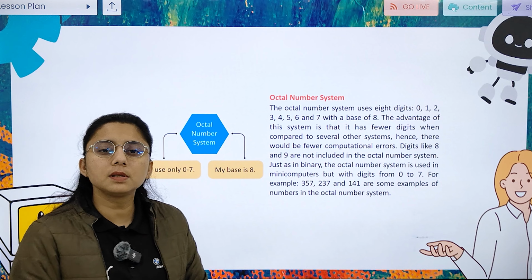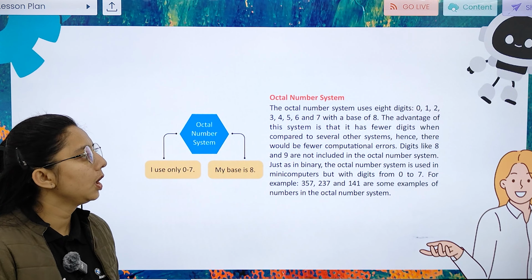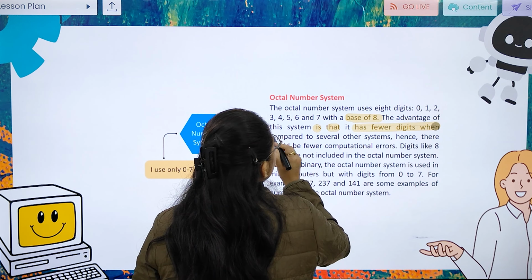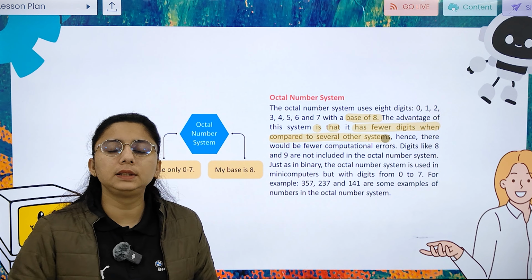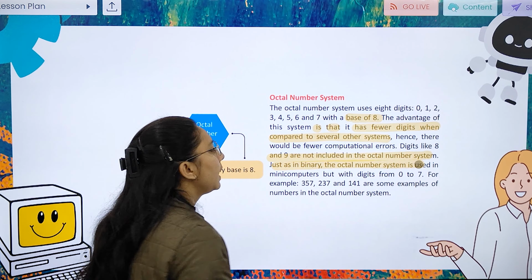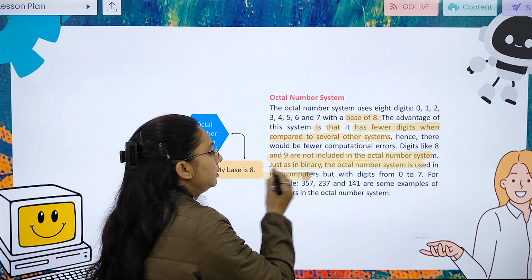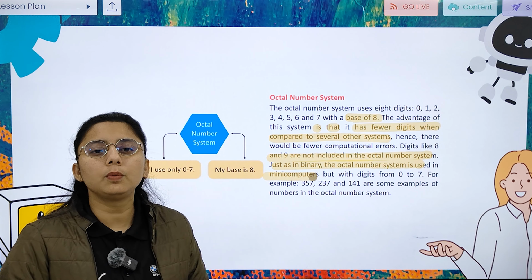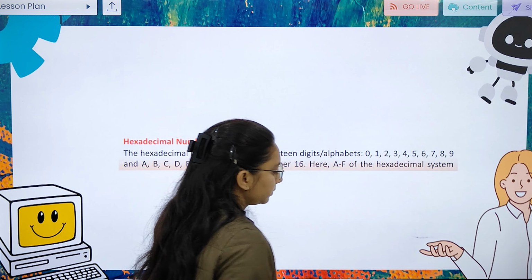Next comes our octal number system. Its base is 8 and we use the numbers 0 to 7. The advantage is that it has fewer digits when compared to the decimal system, and digits like 8 and 9 are not included in the octal number system. Just as binary, the octal number system is used in minicomputers, with digits 0 to 7 only. Like 357, 237, 141. What are these? These are examples of the octal number system.